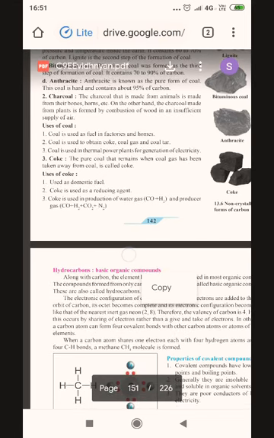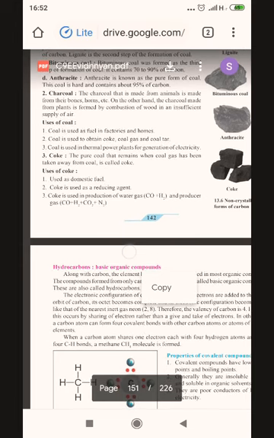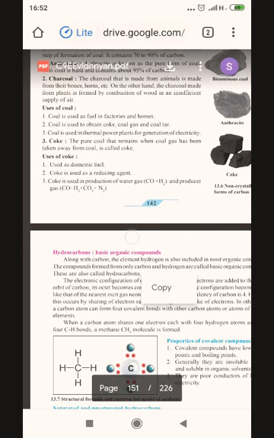The second form of carbon is charcoal. Charcoal made from animals is made from bones, horns, etc. On the other hand, charcoal made from plants is formed by the combustion of wood in an insufficient supply of air. Less oxygen is supplied to it.